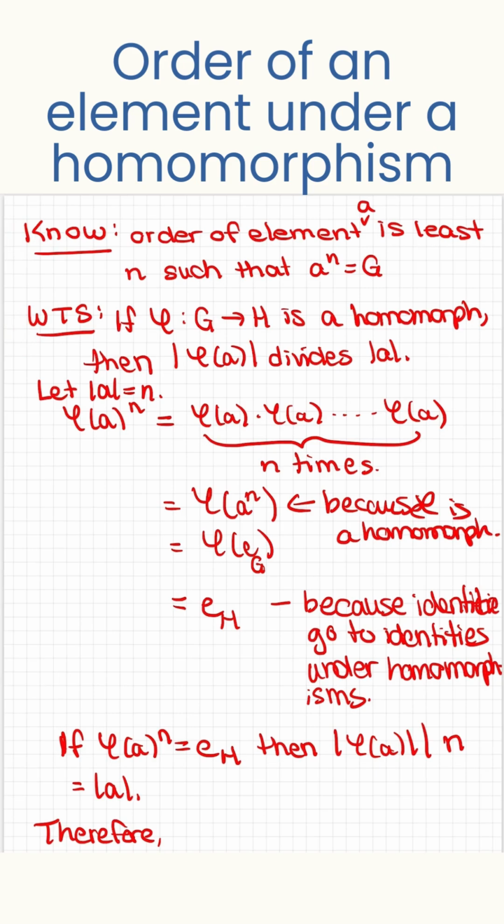So in this case, we are in a situation where we know that the order of an element A in our group has order n. And you know what? I said E because I just realized that there's a typo here, right? A to the power of n is equal to E because it's the least n such that A to the n is equal to E. Okay. And we want to show that if there is a homomorphism phi from G to H, then the order of phi of A divides the order of A.